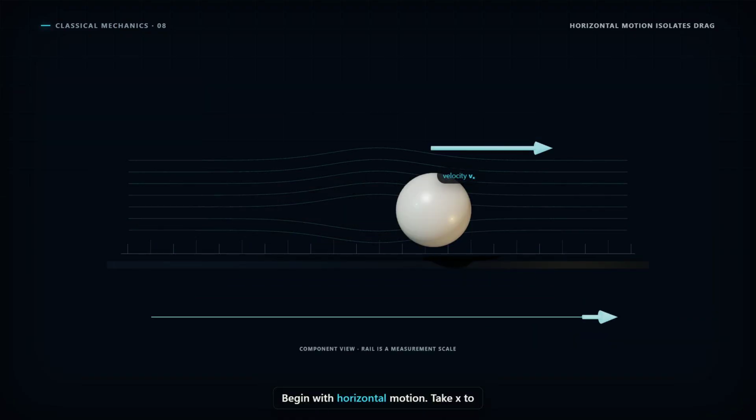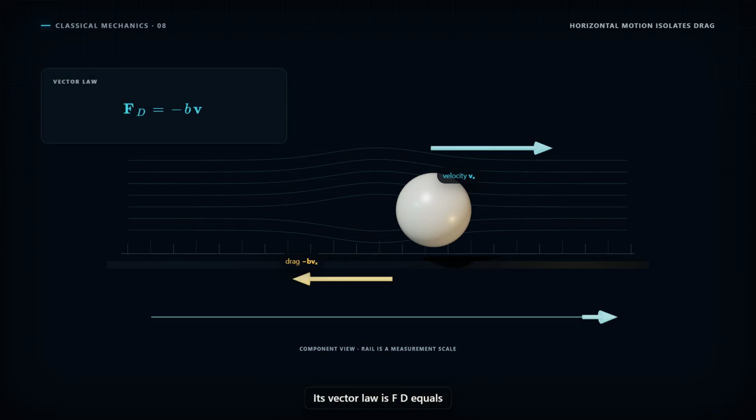Begin with horizontal motion. Take x to the right and let the surrounding fluid be still. The sphere moves right, so linear drag points left. Its vector law is Fd equals minus bv. The coefficient b is positive, and the minus sign carries the direction. Drag opposes the velocity relative to the fluid.